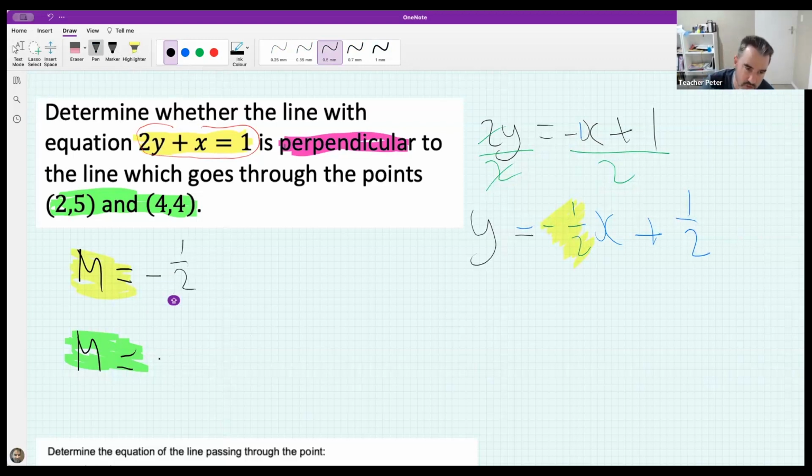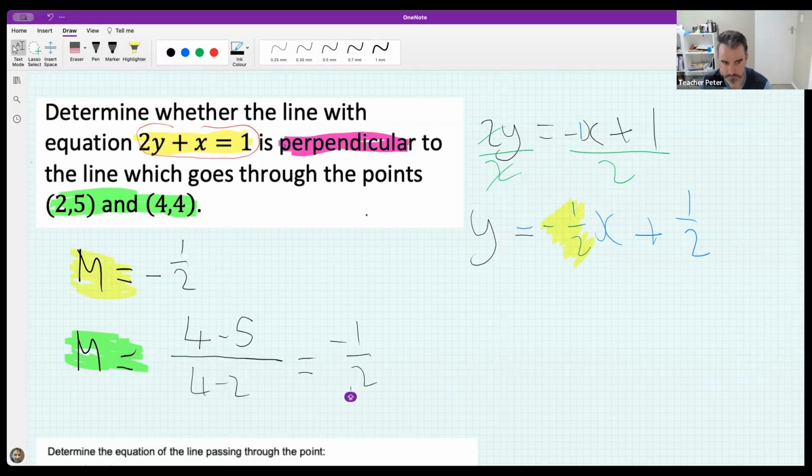But what is the gradient of the green one? What is the gradient of the green one? 4 minus 5, 4 minus 2. I get -1/2. Are these lines perpendicular? Are the yellow and green lines perpendicular? Careful, this is a sneaky one. I'm so sneaky. So the gradients are the same, but if the gradients are the same, it does mean something, but it doesn't mean they're perpendicular.